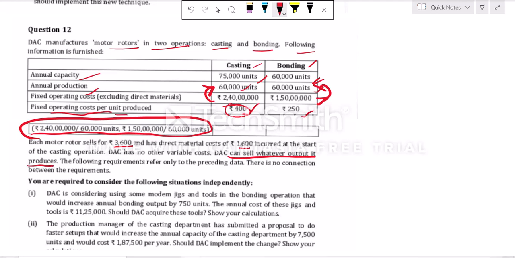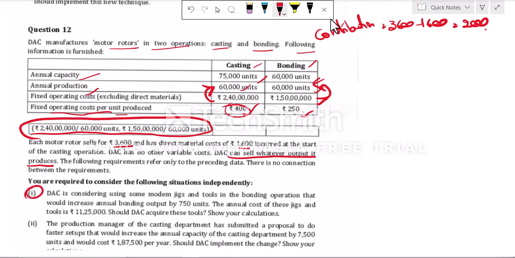The following requirements refer only to the preceding data. There is no connection between the requirements. They are asking these independently. Now first find out the contribution. How much? 3,600 minus 1,600, that is 2,000. That we can find out with this.